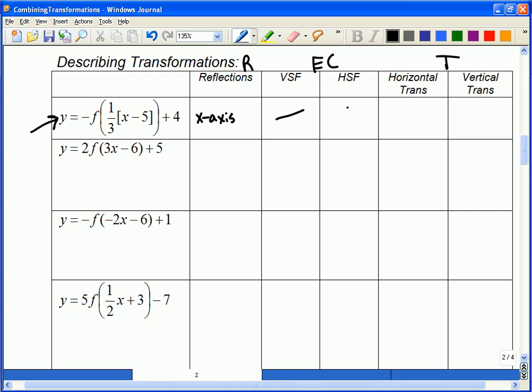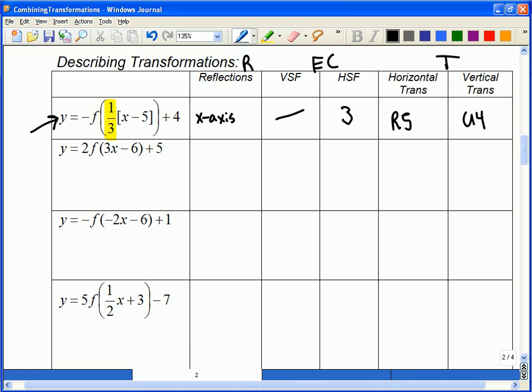Stretched by 3, yeah. So for the horizontal stretch factor, remember, its reciprocal is what counts. So 1/3 means the horizontal stretch factor is 3. Translations, what's going to happen horizontally for a translation? Okay, vertically? Up 4.